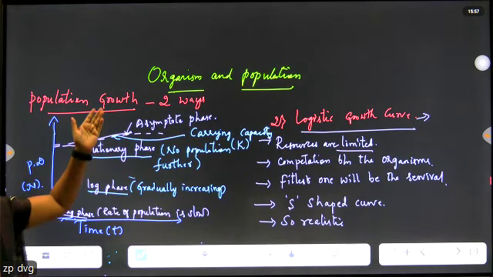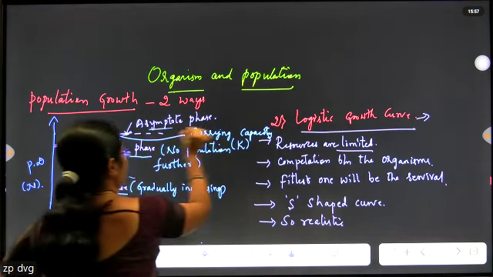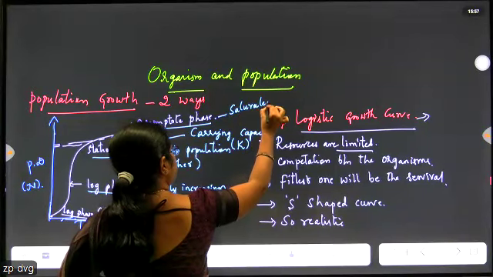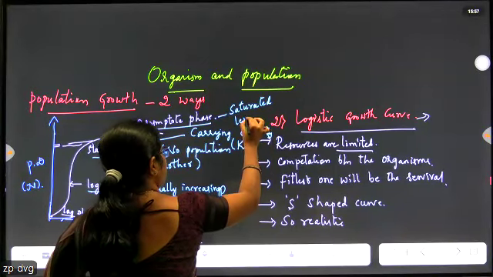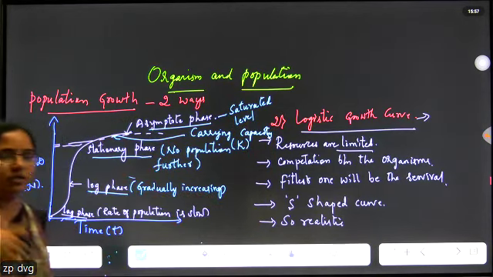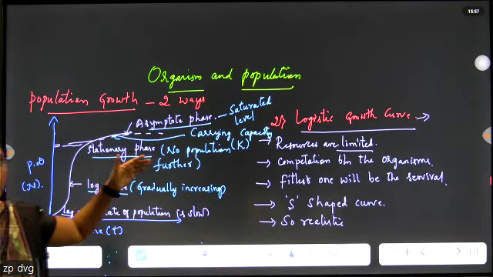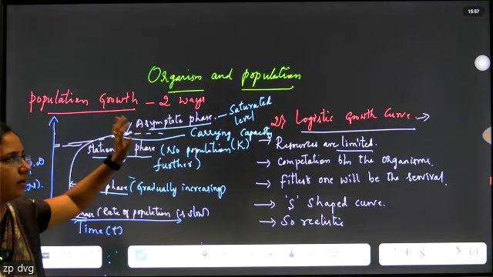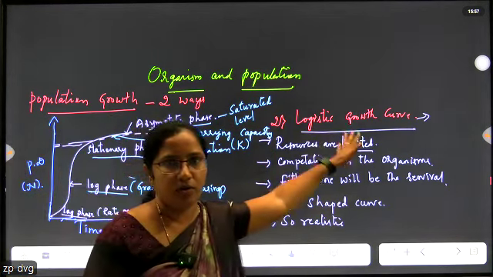The asymptote phase is a saturated level already. Further, there is no population growth under this stage, so the asymptote phase is the final phase of the logistic growth curve.